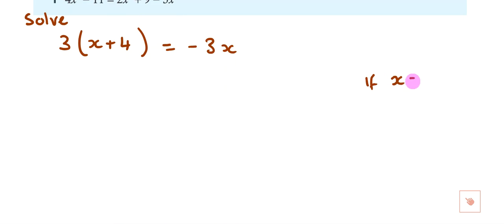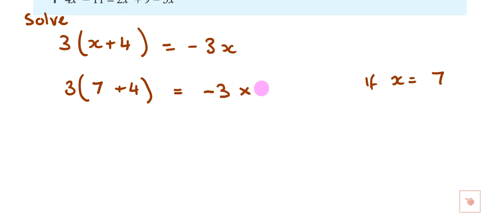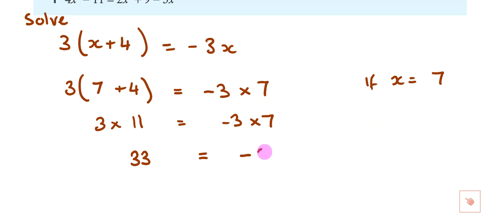If x equals 7, let's substitute. 3 times 7 plus 4 equals negative 3 times 7. Right, what would that give me? 3 times 11 is equal to negative 21. Okay, I'm just going to write that to start and say 33 equals negative 21.